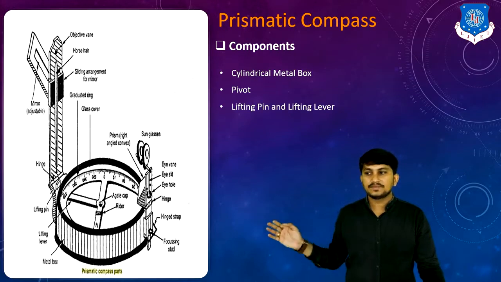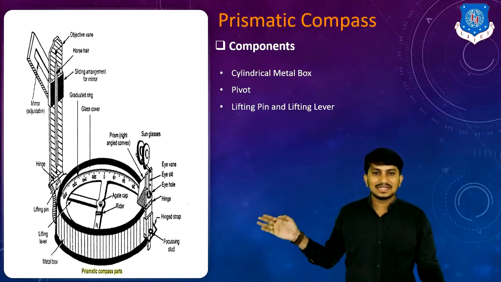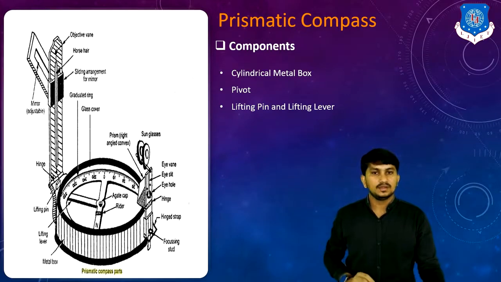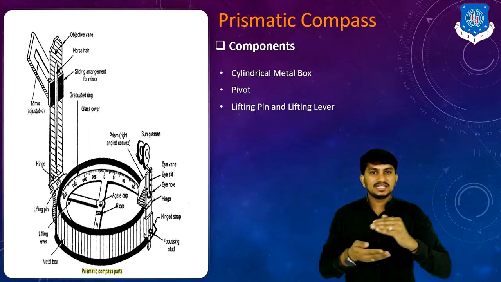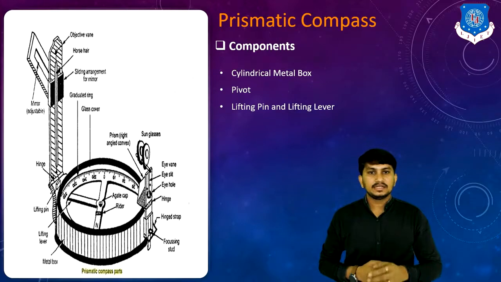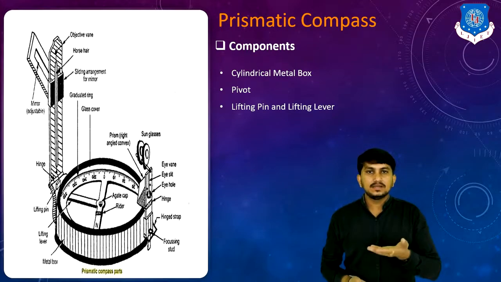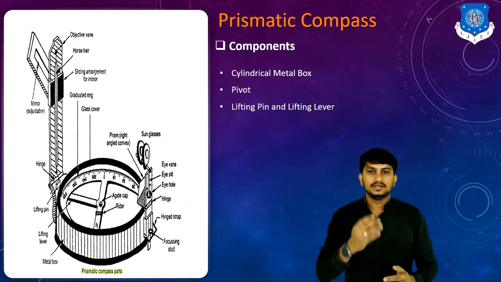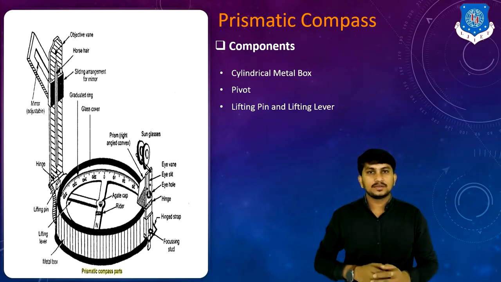Third is the lifting pin and lifting arm or lifting lever. You can clearly see it in this figure. It is exactly below the object vane. When the object vane is pressed down, the lifting pin is pressed, which guides the lifting lever, and this lifting lever lifts the magnetic needle from the pivot head. This arrangement protects the magnetic needle as well as the pivot.